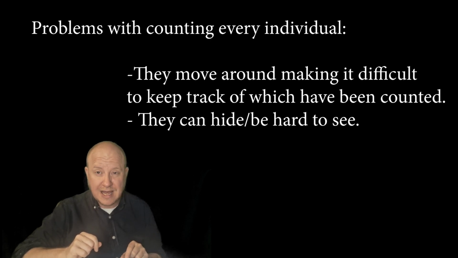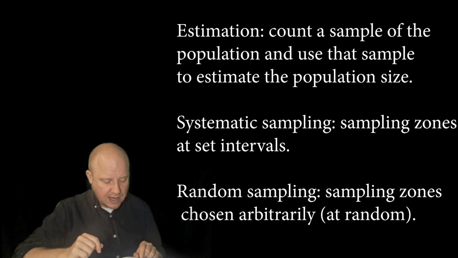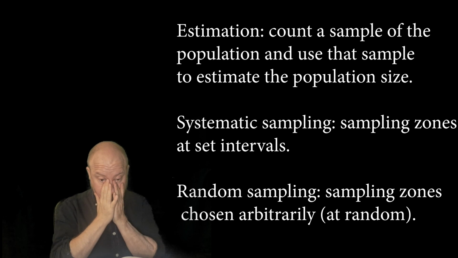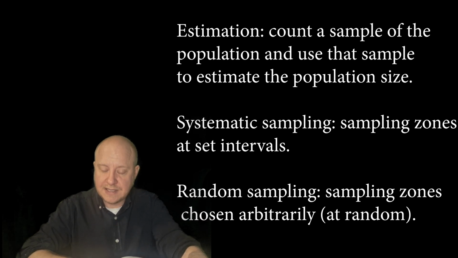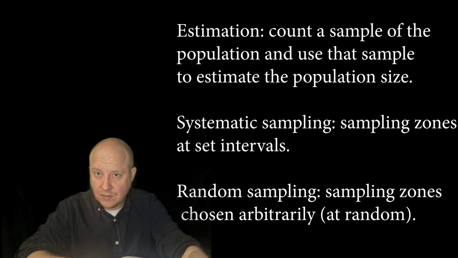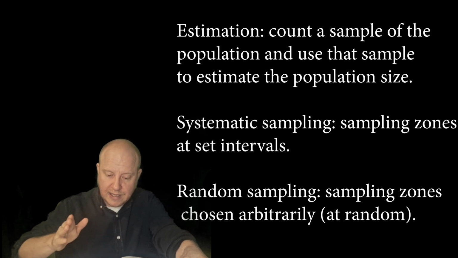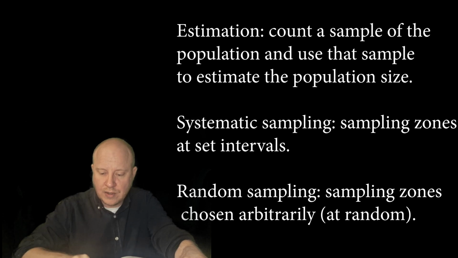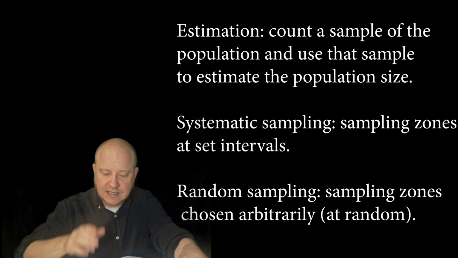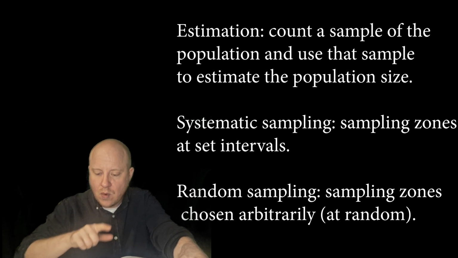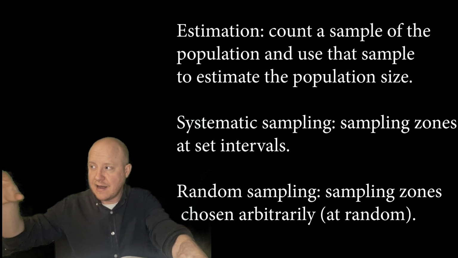Instead, we need to rely on estimates. We count a sample and use that sample to estimate the overall population size. There are 2 types of sampling: systematic and random. Systematic sampling is when a line or a grid is set up and the measurements or counting are carried out only at specified regular intervals. For example, a 50-meter measuring tape can be laid across a rocky shore, and seaweed or snails can be counted in a 1 square meter area every 5 meters.